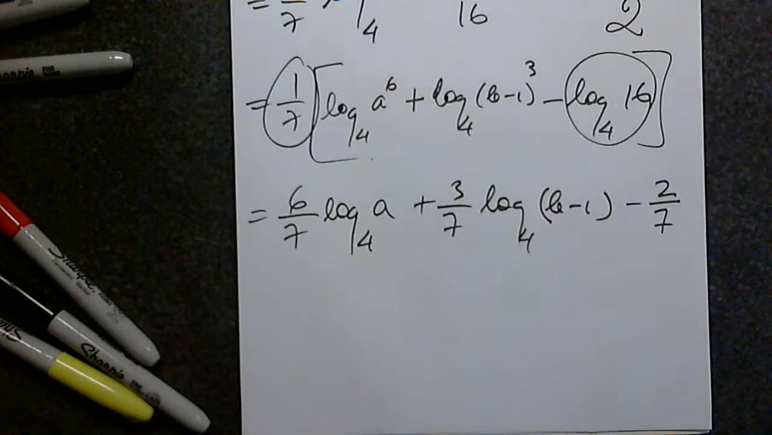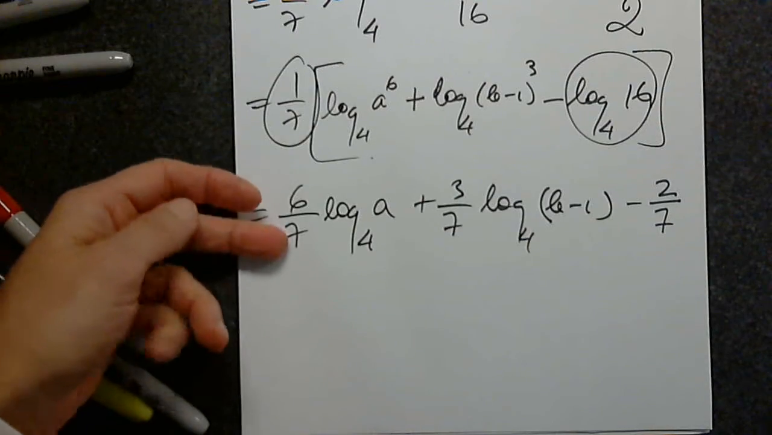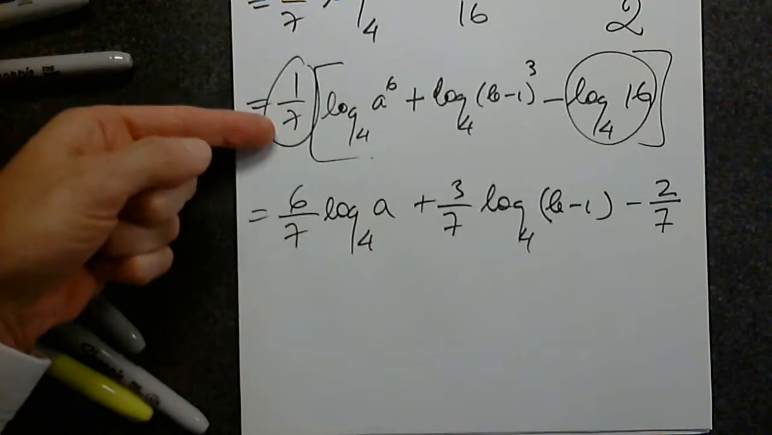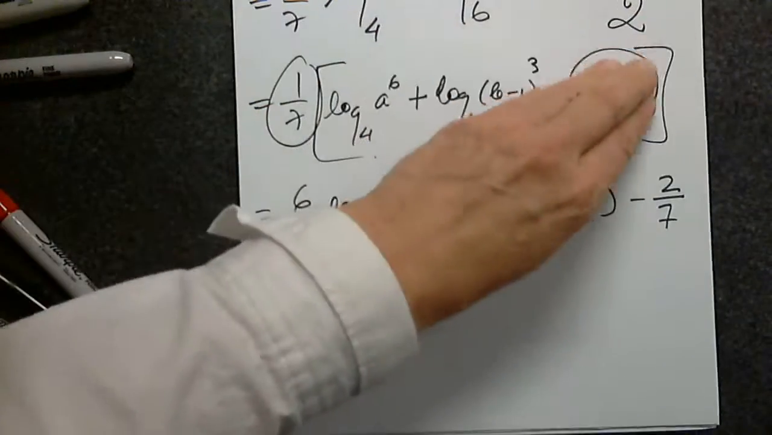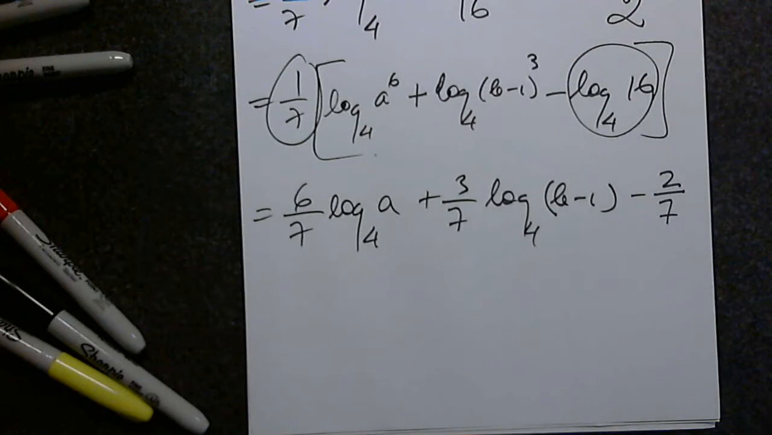Remember, we have to distribute now 1 over 7. So we bring 6 in front and we multiply by 1 over 7. We bring 3 in front and we multiply by 1 over 7. And this becomes 2 and we multiply by 1 over 7. We have to eliminate brackets.